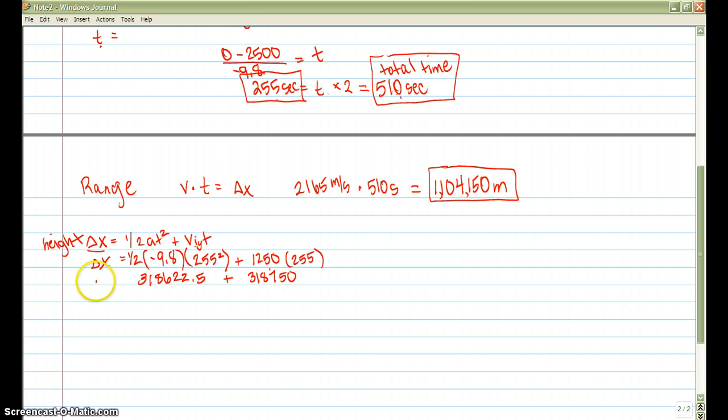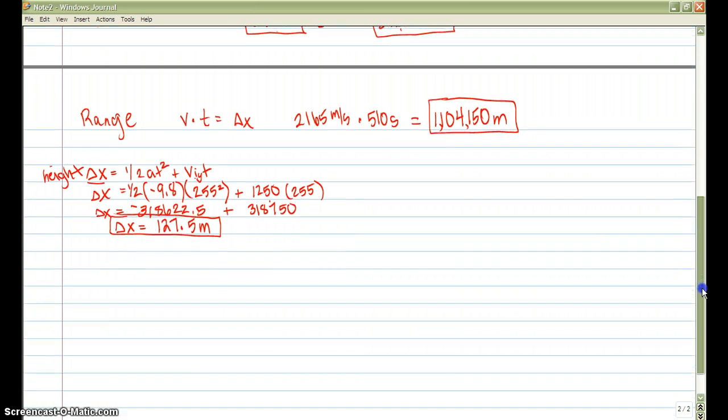Okay, so here are my two numbers I want to add up. Oh, and that's a negative. I already lost that. So we want to subtract our two numbers: 318,622.5 and 318,750. So this thing reaches a maximum height of 127.5 meters. All right, so there are our two problems.